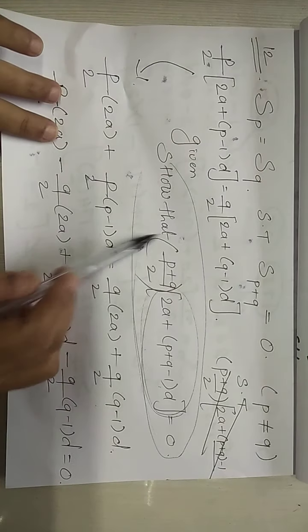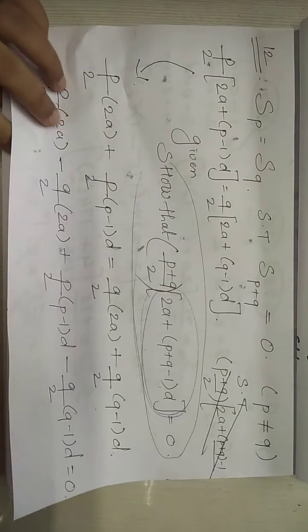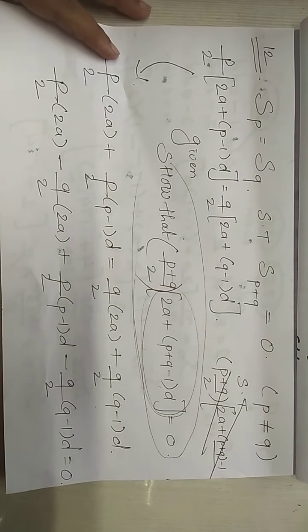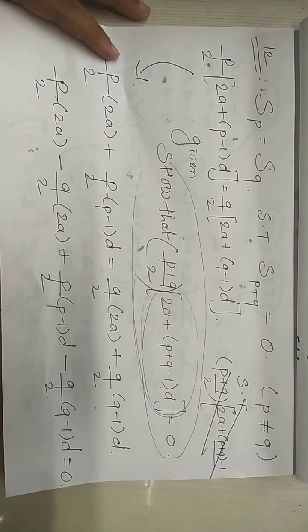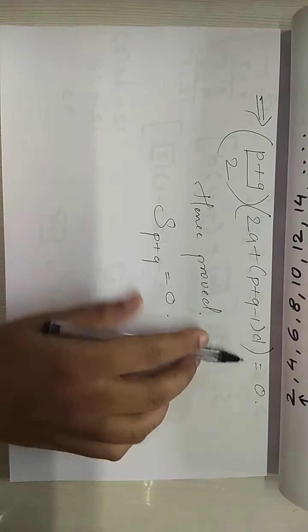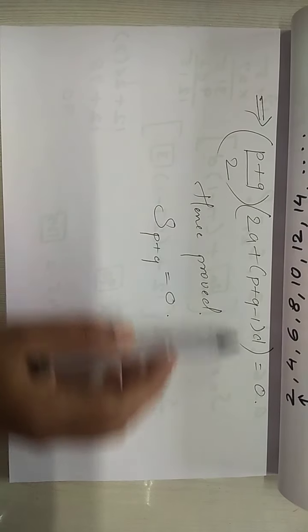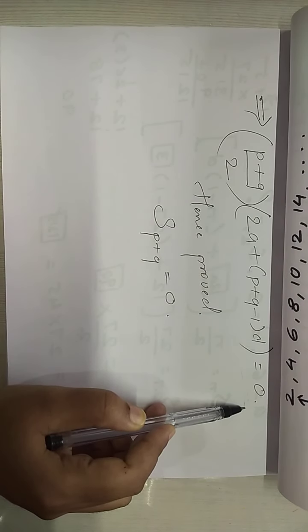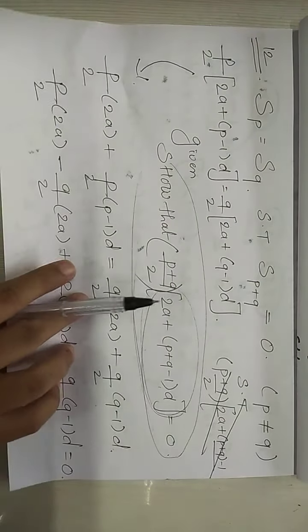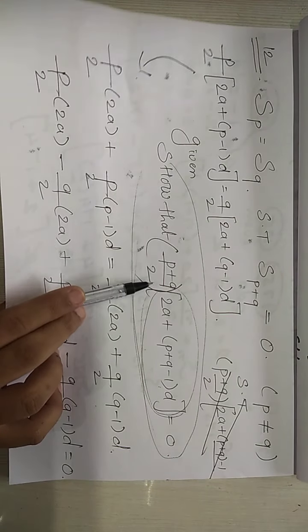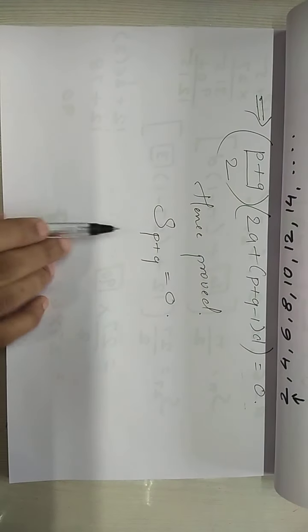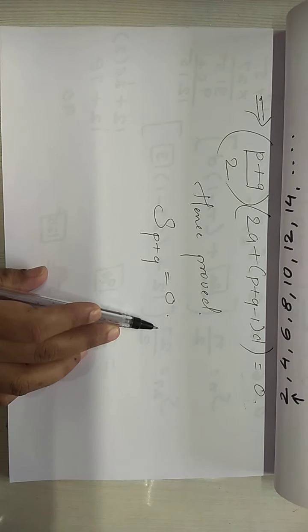Okay, so if this full bracket is 0, you multiply with any number, you will get again 0. We know that 0 multiplied with any number is 0. So this full bracket multiplied with P plus Q upon 2 will again give you 0. And this is what we are supposed to prove, that S P plus Q is 0. So we got, hence proved, S P plus Q is 0.